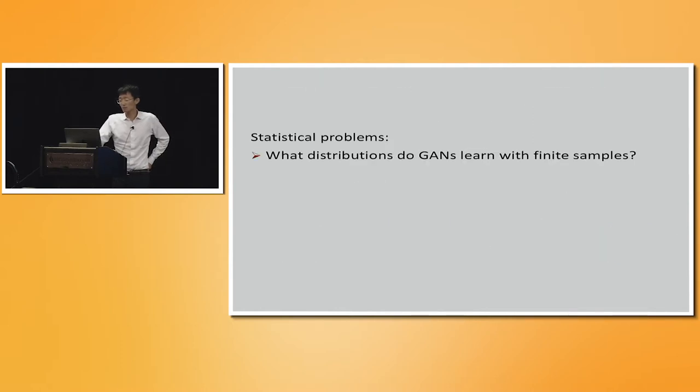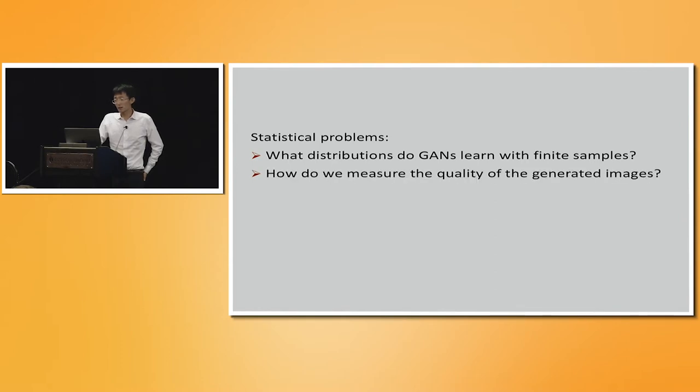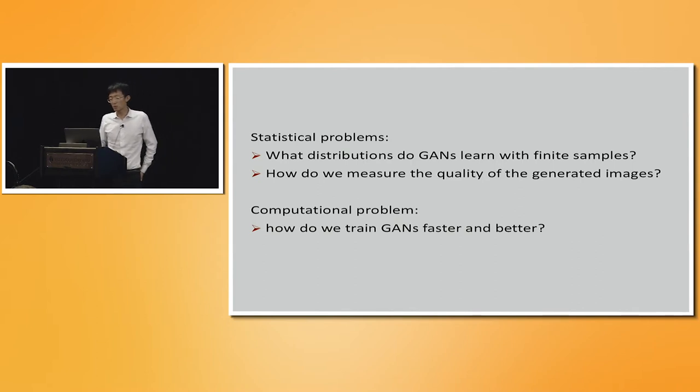Speaking of GANs, what could theory possibly contribute? In my opinion, the first question is, what distributions do GANs learn with finite samples? Can we have some kind of PAC learning type of statistical learning theory for GANs? And how do we measure the quality of the generated images? This could be both a theoretical and empirical question, but I hope that theory could also help in this case. And of course, there's also a computational problem. How do we train GANs faster and better? In this talk, I'm only going to talk about the first question: how do we have a PAC learning type of statistical learning theory for GANs?